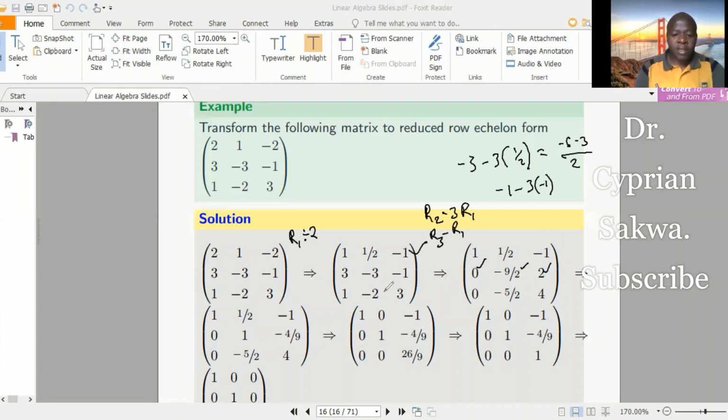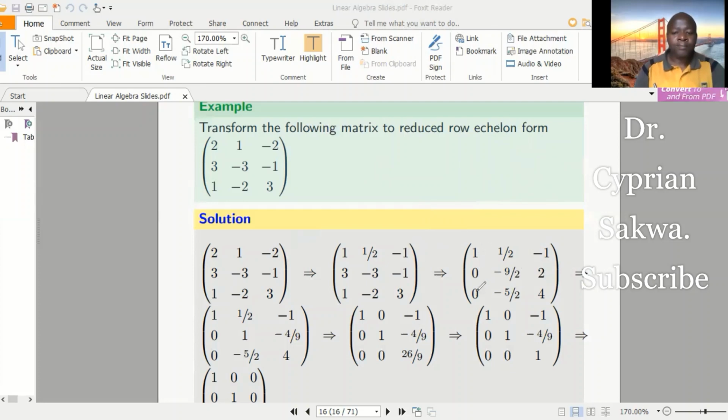Now, for these other rows, just subtract row 3 minus row 1. So 1 minus 1 is 0. Negative 2 minus a half will be negative 5 over 2. And then 3 minus negative 1 will give me 4. I'm done with this first column.